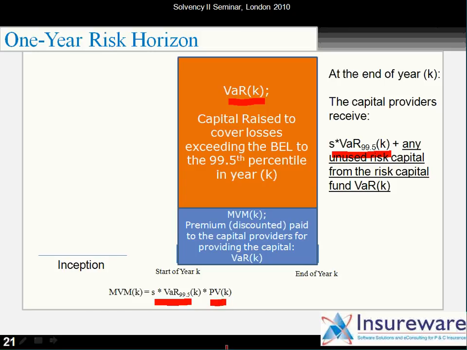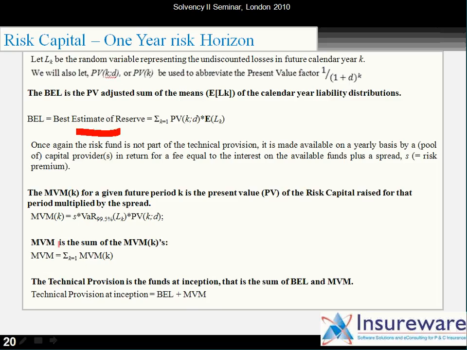The risk-free rate of return that you earn on the VAR, assuming the VAR is in fact invested, goes back to the capital providers in any case. Okay, so if we go back to the previous slide, the MVM is the sum of MVMs. The technical provision at inception is the sum of the BELs. The BEL is the sum of the BELs over all years, and the sum of the MVMs over all years. So this is just definitional.